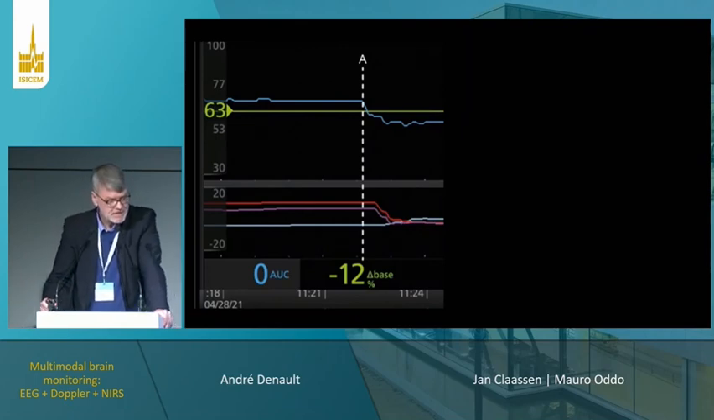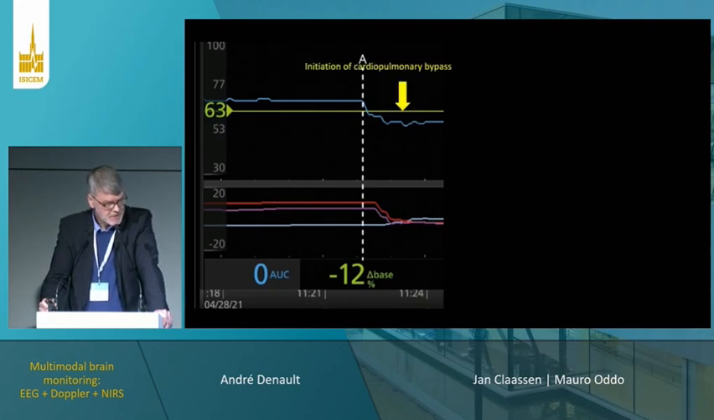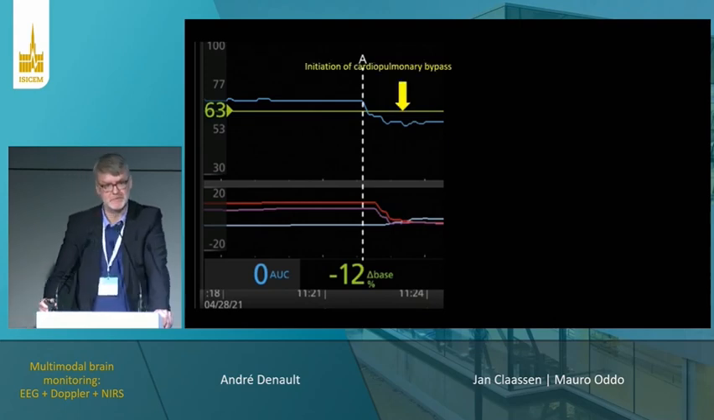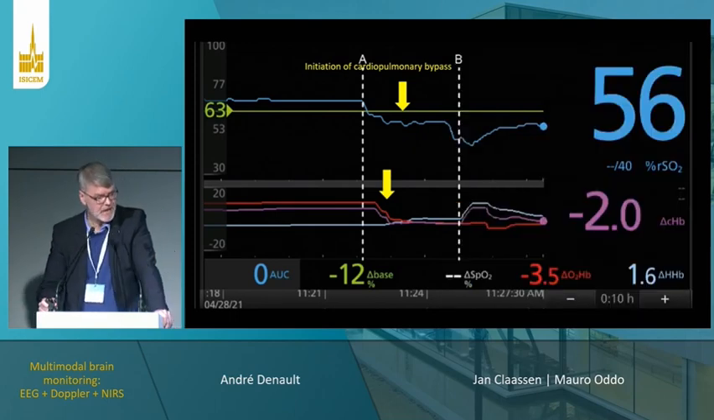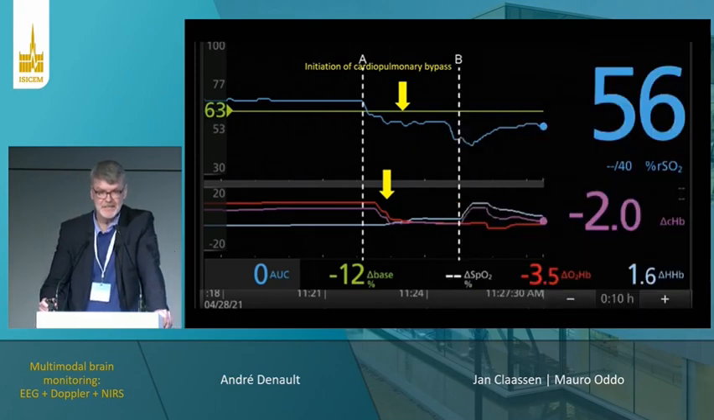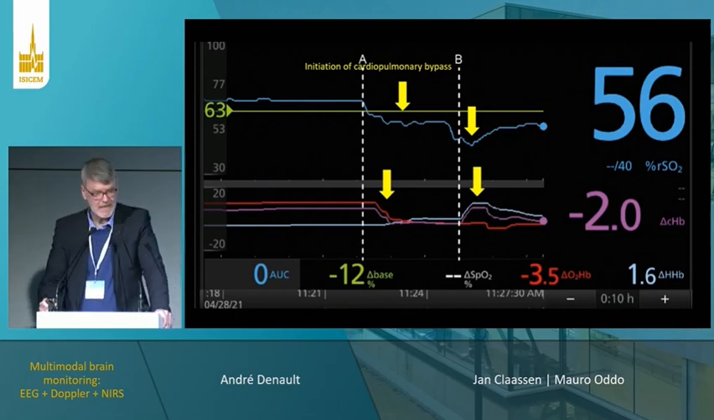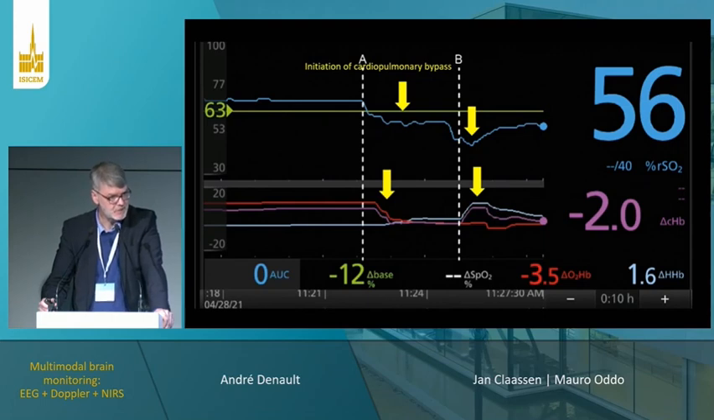I will just give you 2 examples of how this is useful. So, as you're coming on bypass, you often have brain desaturation. And the reason you have brain desaturation is that you have reduced cerebral blood flow. So what you will observe is a decrease in the oxy and a decrease in the total hemoglobin. However, in this patient, we had a second unexpected decrease in brain saturation. However, at this time, it was the total hemoglobin and the deoxyhemoglobin that increased.